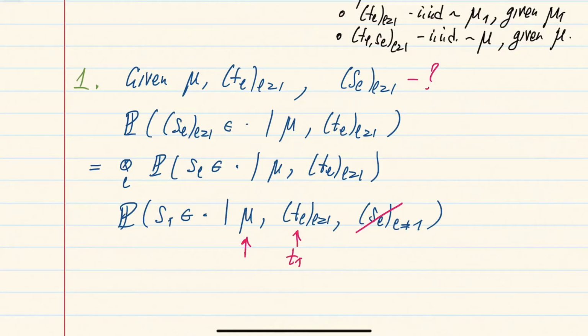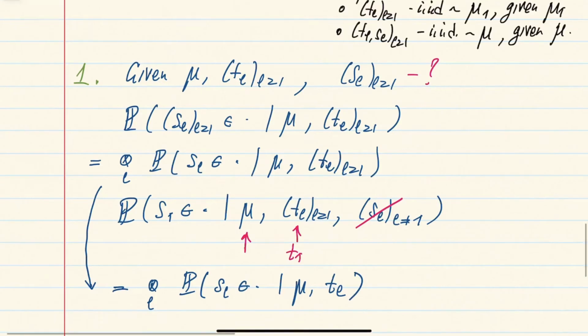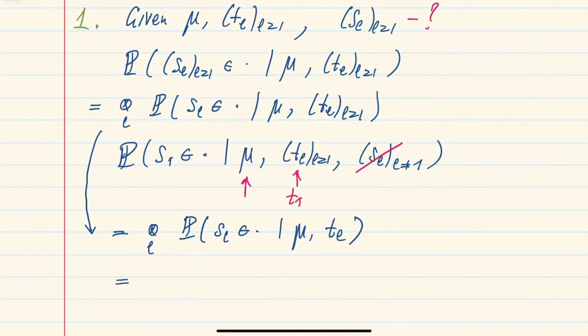So in particular, if we continue here, we can write the above product measure now as conditional distributions of each coordinate given mu and only the corresponding t with the same index L. And finally, when we recall that this sequence SL, TL given mu has actually distribution mu, this is just a conditional distribution of the first coordinate given the second coordinate under this measure mu.